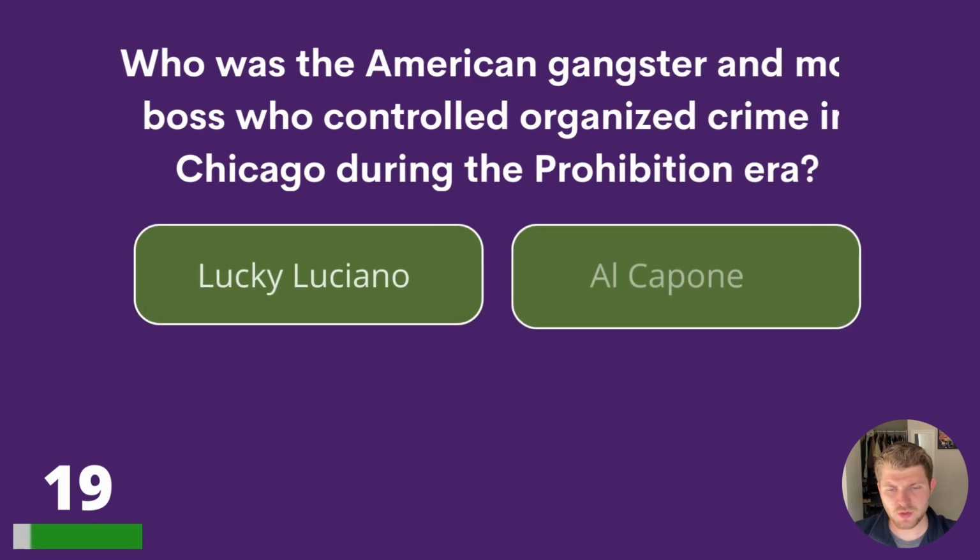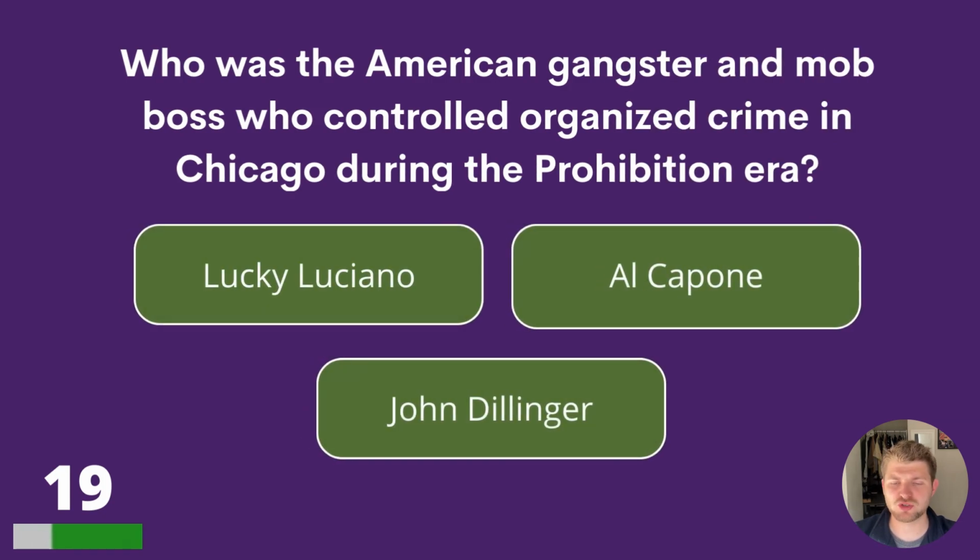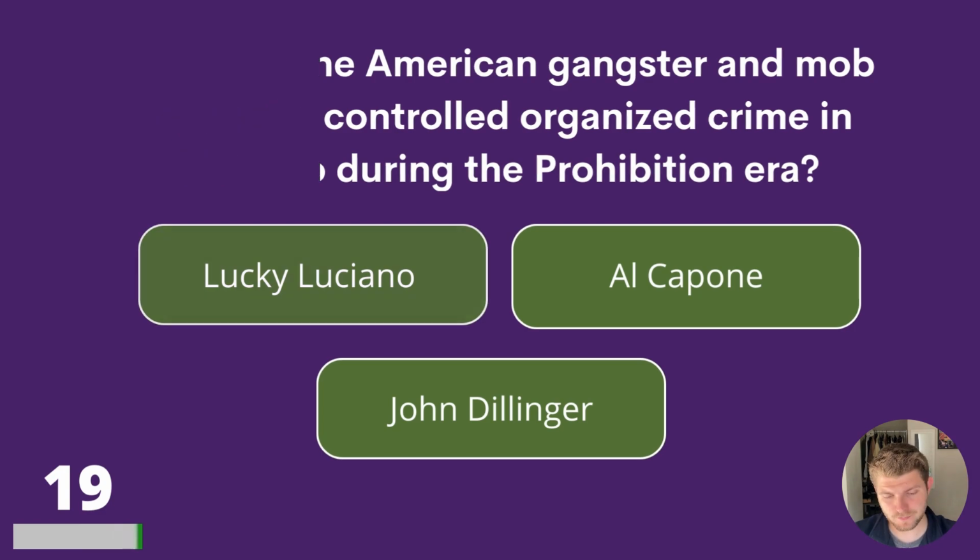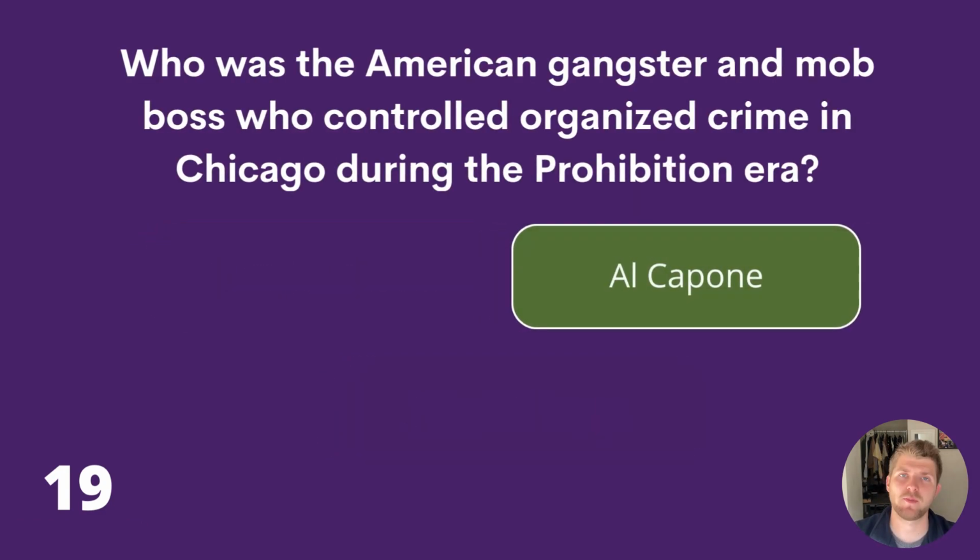19. Who was the American gangster and mob boss who controlled organised crime in Chicago during the Prohibition era? Lucky Luciano, Al Capone, or John Dillinger? The answer is Al Capone.